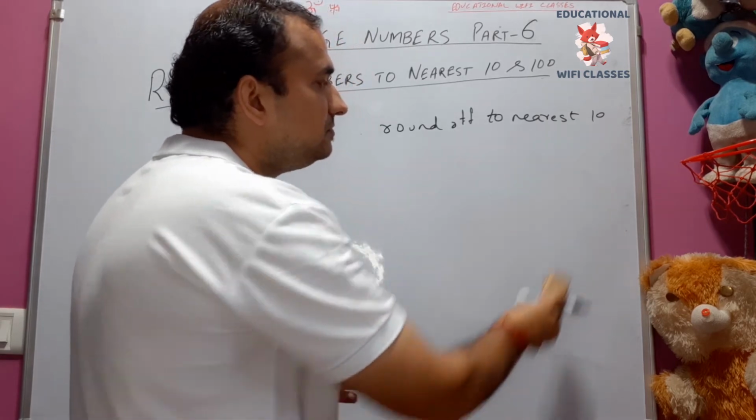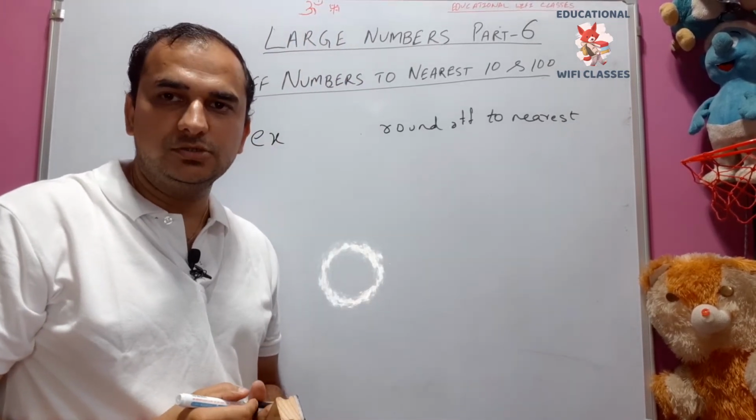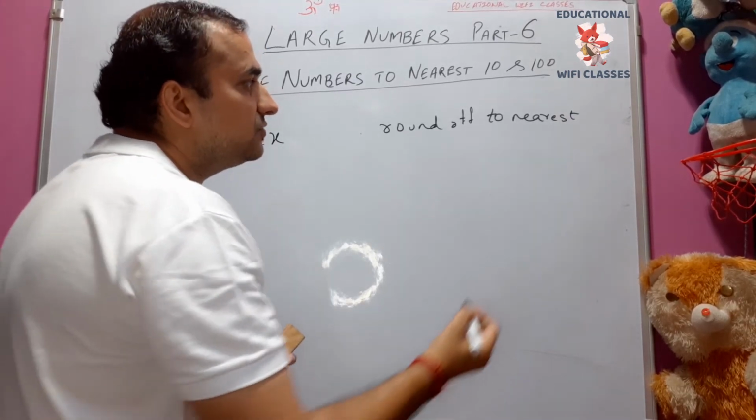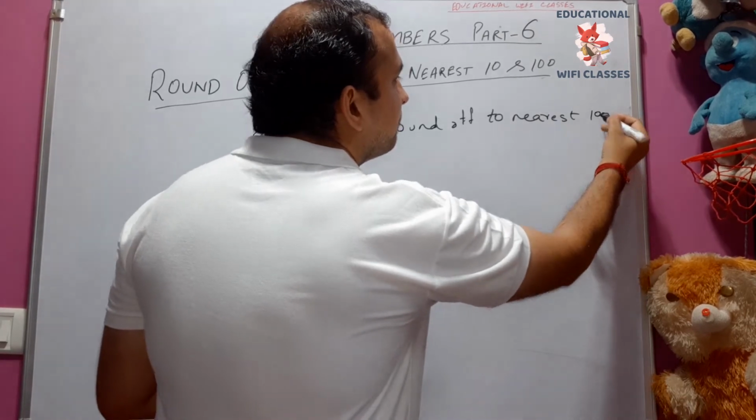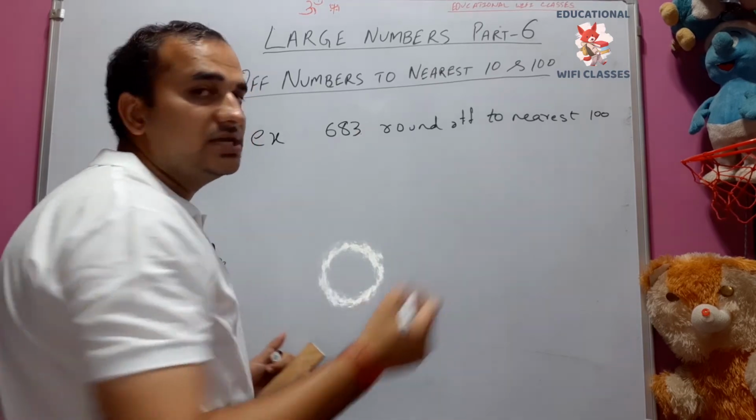Okay, so this was the basic concept of rounding off a number, and we are going to use the same concept for rounding off to nearest 100 also. So you have to keep your concept clear, and then we continue with rounding off to nearest 100. Suppose 683, I need to round off to nearest 100.